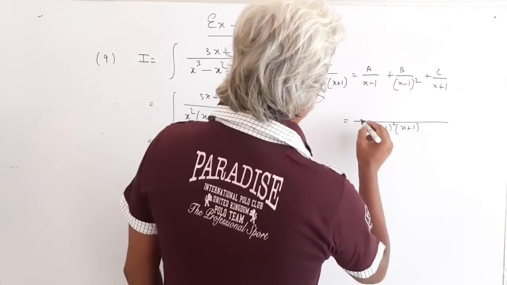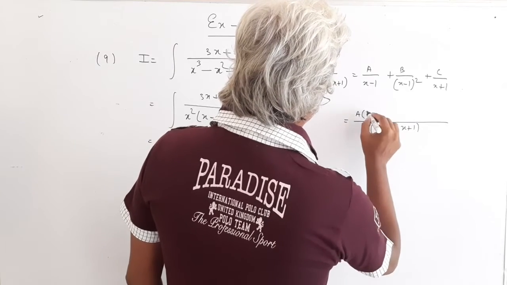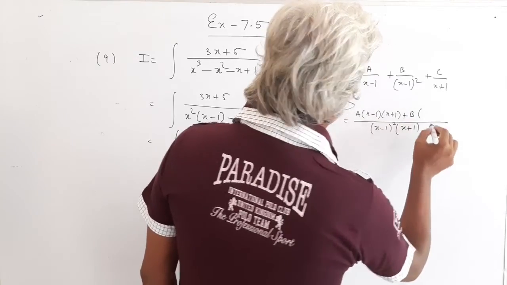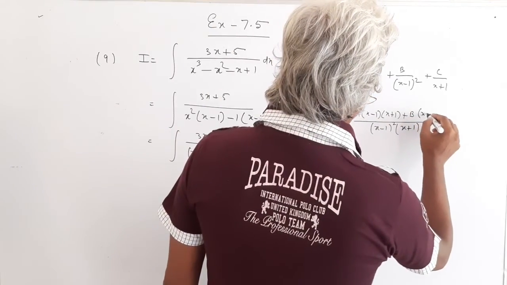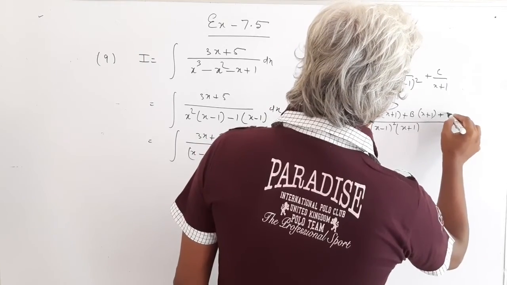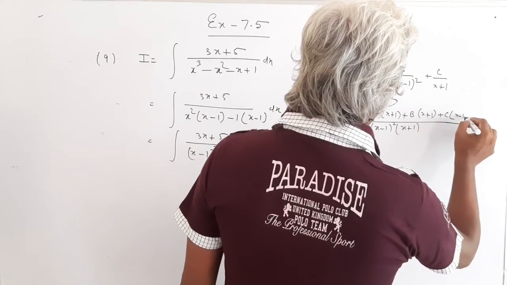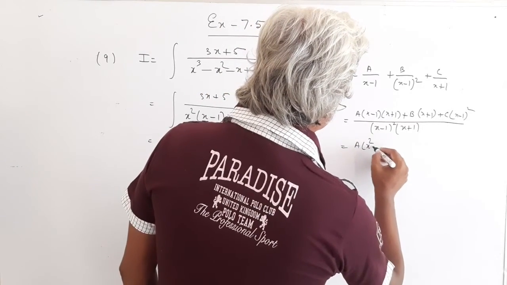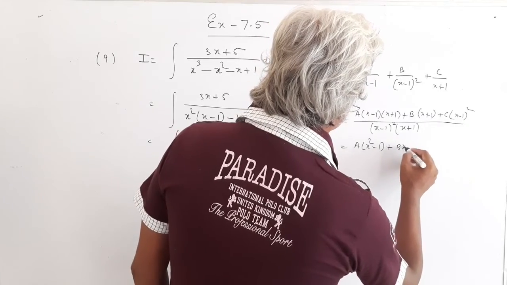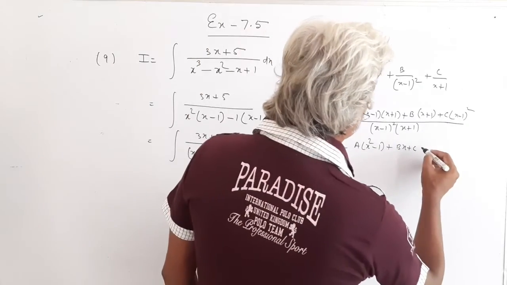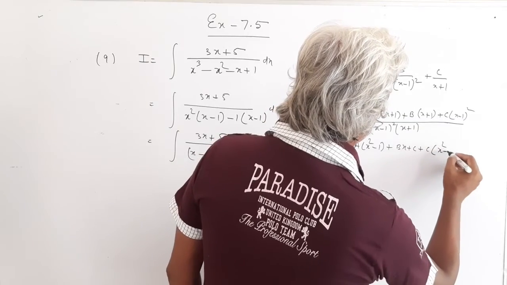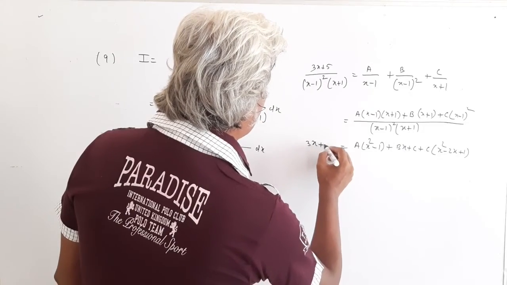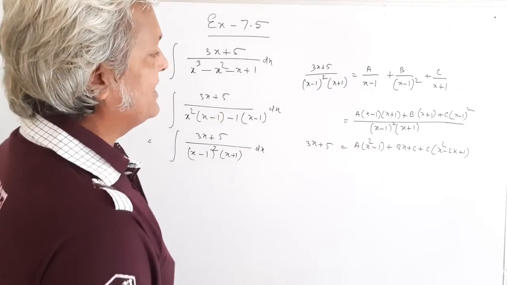So this is a times (x minus 1)(x plus 1), plus b times (x plus 1), and plus c times (x minus 1) whole square. So now this becomes a times (x square minus 1), plus (bx plus b), and plus c times (x square minus 2x plus 1). And I write only the numerator part because the denominator is already the same, so I can save some space and time also.